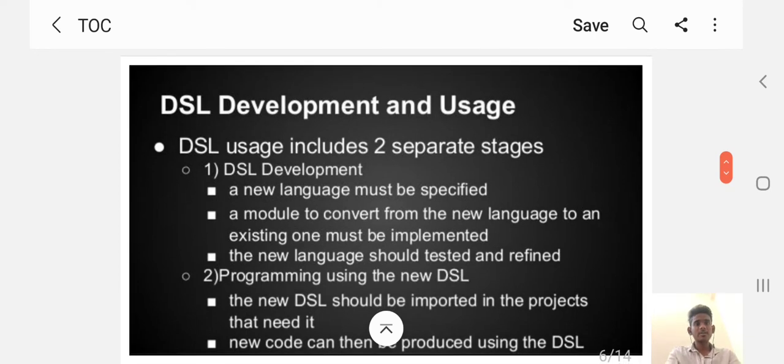Domain specific language development and usage. DSL usage includes two separate stages. DSL development: a new language must be specified. A module to convert from the new language to an existing one must be implemented. The new language should be tested and refined. Programming using the new DSL: the new DSL should be imported in the projects that need it. New code can be produced using the domain specific language.